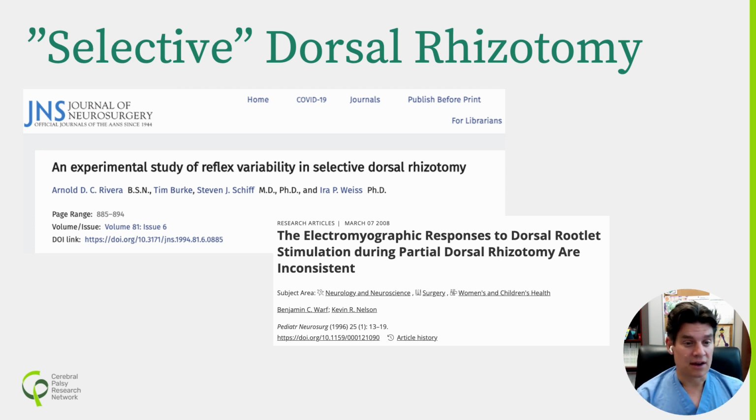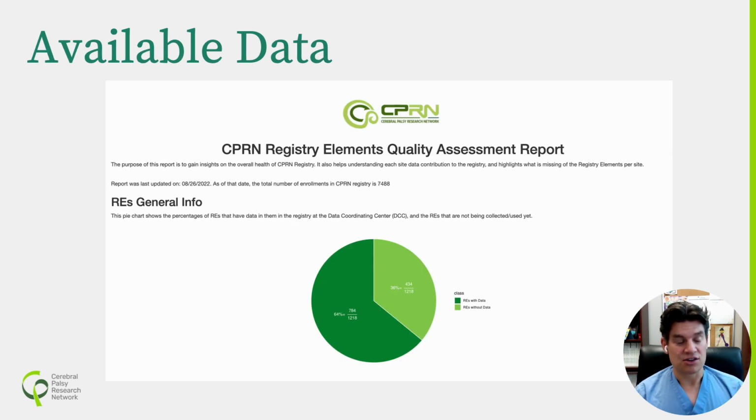We performed a special session at the 2020 AANS and CNS joint section on pediatric neurosurgery meeting, where several experts in rhizotomy, surgeons who perform rhizotomy, gave a brief presentation about their surgical technique and how they perform the operation. And it's really quite amazing to see how many different ways there are of doing this operation. So we set up a study using the data in the Cerebral Palsy Research Network registry, the CPRN registry, to really quantify and categorize this variation in rhizotomy technique.